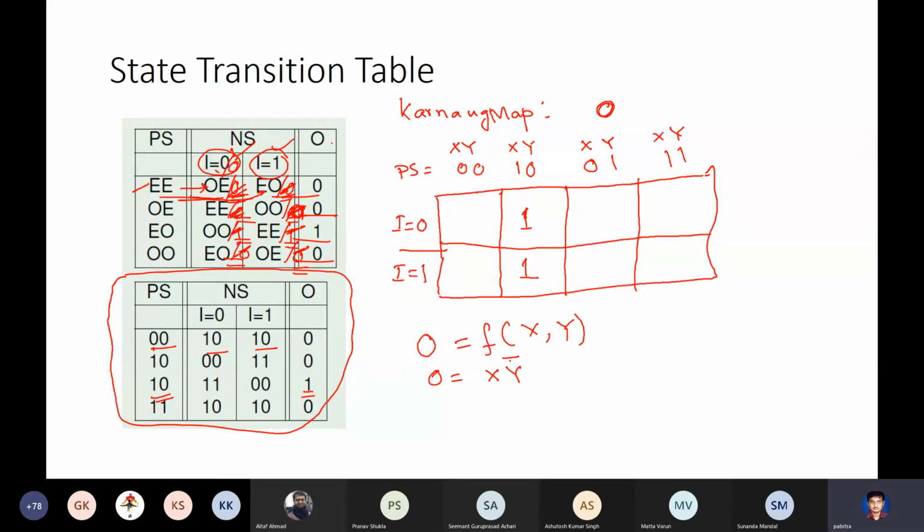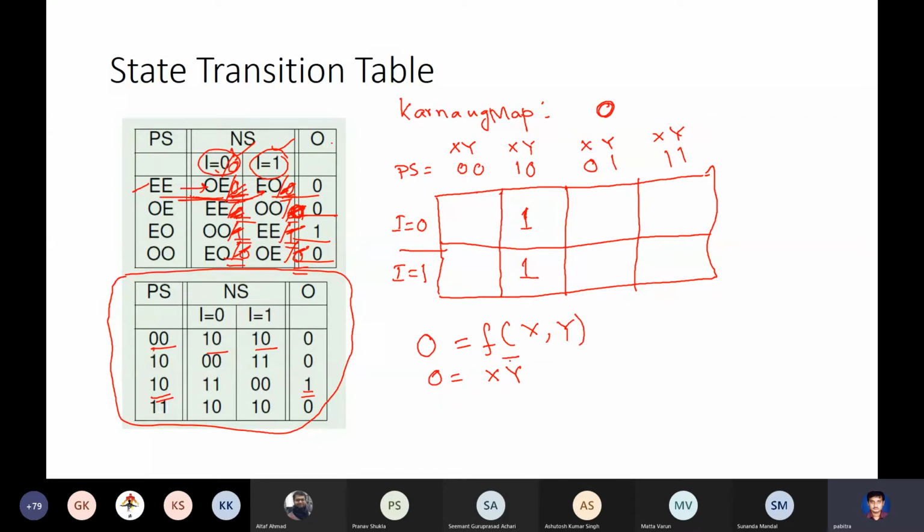You see, this makes sense because what is my acceptor function? My states are E, E means 0 0. So basically I am checking for 1 0, or odd number of zeros and even number of ones. So it is x y bar. That's the simple definition.